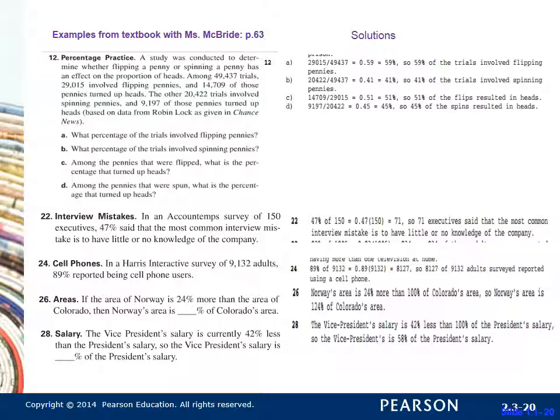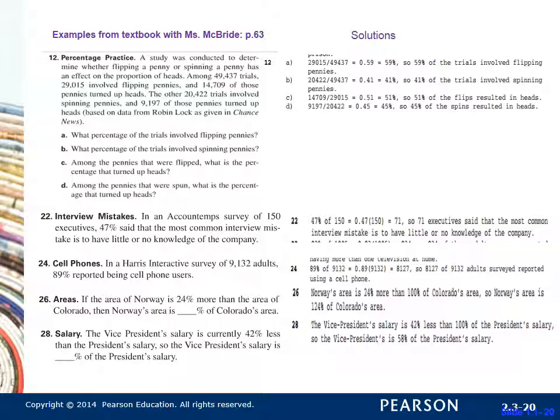Here we had a study conducted to determine whether flipping a penny or spinning a penny has any effect on the proportion of heads. Among that many trials, this many involve flipping pennies and that many involve turning up heads. The other 20,422 trials involved spinning, and 9197 of those turned up heads. Got it. So what percentage of the trial involved flipping pennies?